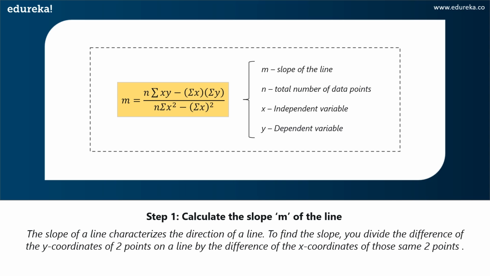So your first step is to calculate the slope by using this formula. All you have to do is substitute the x and y values, and n, which stands for your total number of data points. Once you substitute the values in this, you'll get the slope of the line.